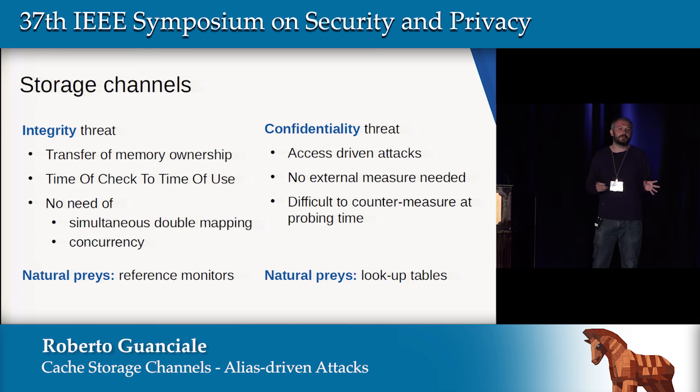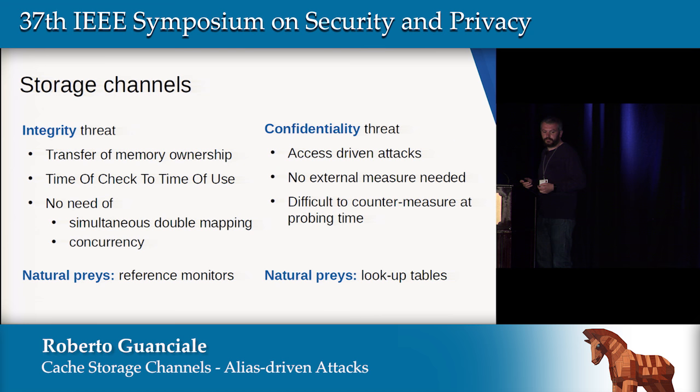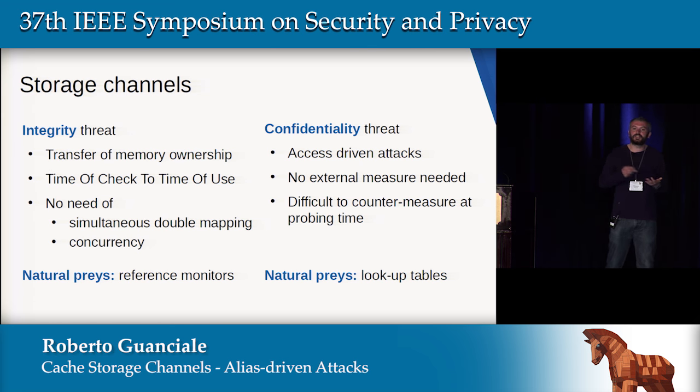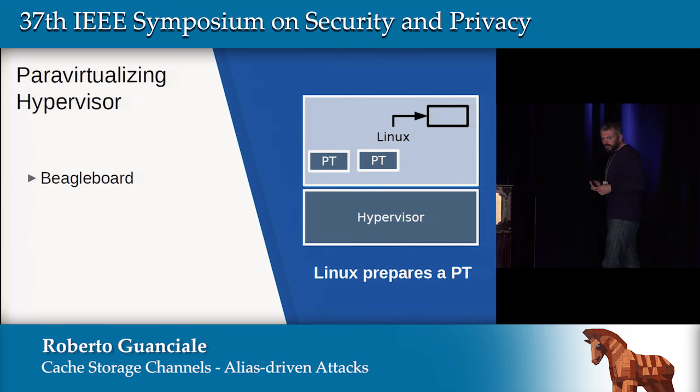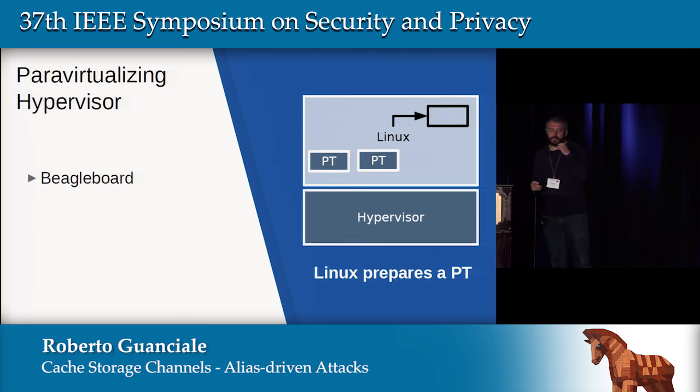But for the first time, you don't need an external variable to measure the eviction from the cache. You don't need to access time. You can just access your own memory to measure if there is an inconsistency in the behavior of the cache. So it's really difficult to counter this attack at probing time because the attacker doesn't have to access, for example, the system time. So we experiment this attack on some real software.